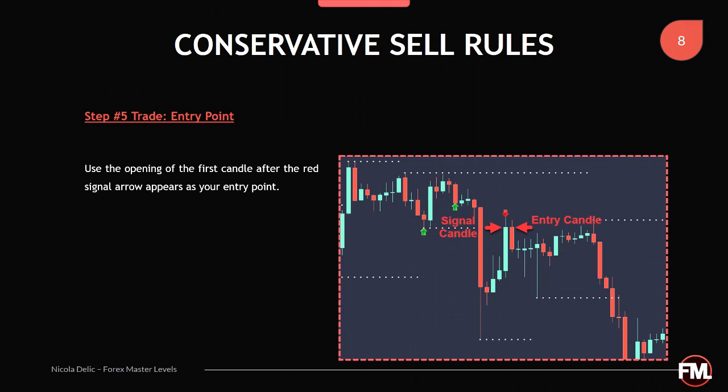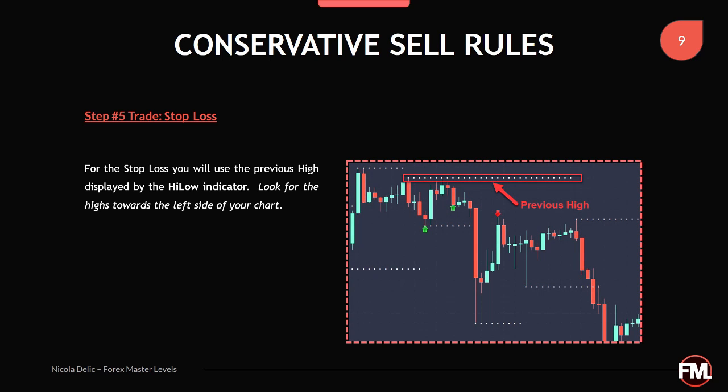For the entry point, use the opening of the first candle after the red signal arrow appears as your entry point. So if this is the candle where we have our arrow appear, so that's our signal candle, the first candle is our entry candle. So we are entering right after the signal candle closes.